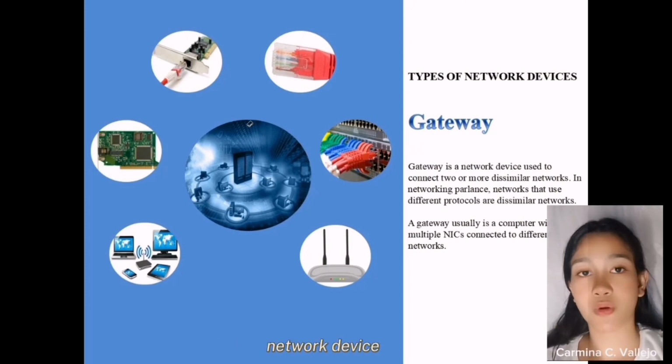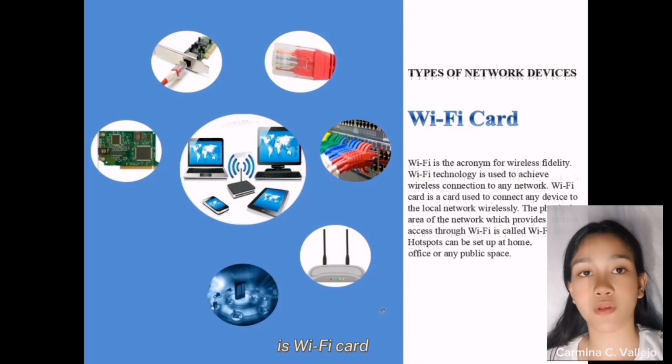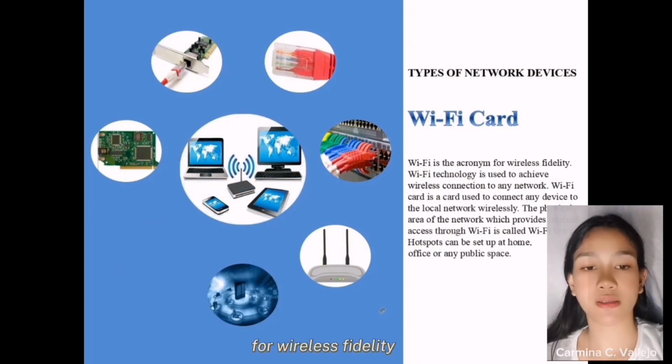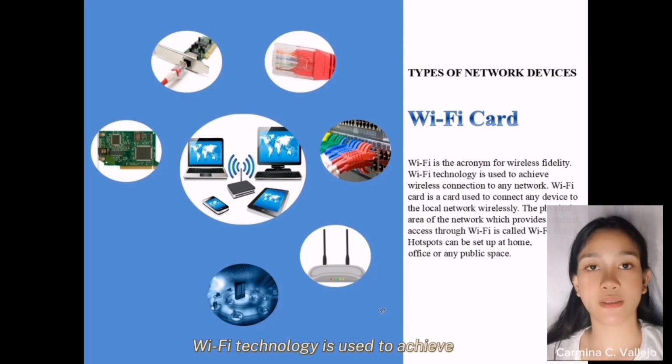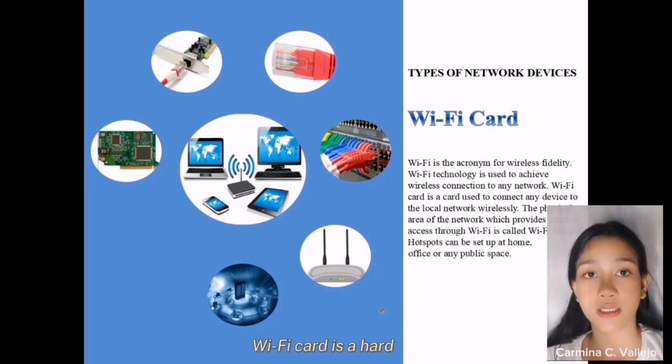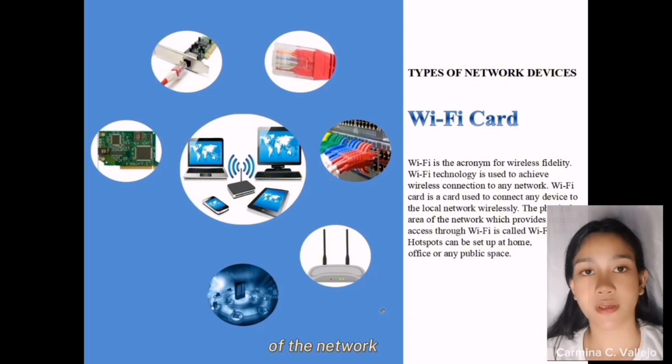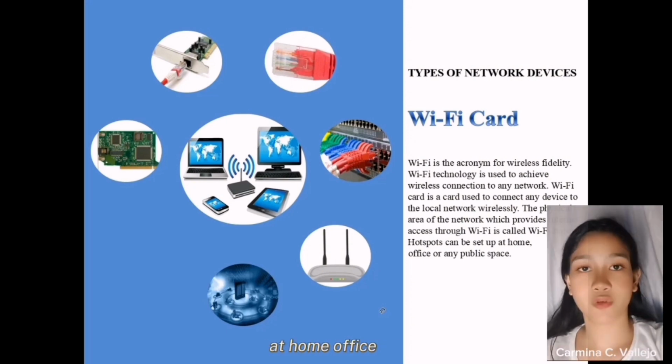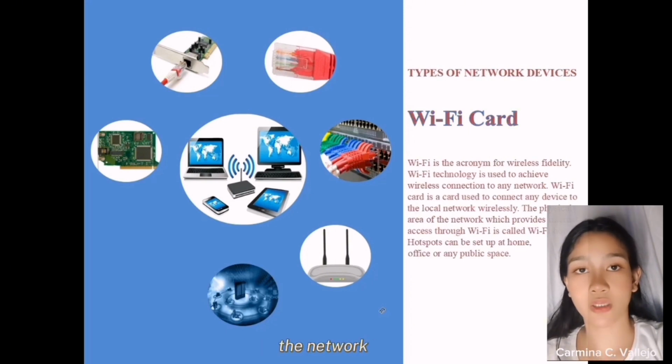And the last network device is the Wi-Fi card. Wi-Fi is the acronym for wireless fidelity. Wi-Fi technology is used to achieve a wireless connection to any network. A Wi-Fi card is a card used to connect any device to the local network wirelessly. The physical area of the network which provides internet access through Wi-Fi is called a Wi-Fi hotspot. A hotspot can be set up at home, office, or any public space. Hotspots themselves are connected to the network through wires.